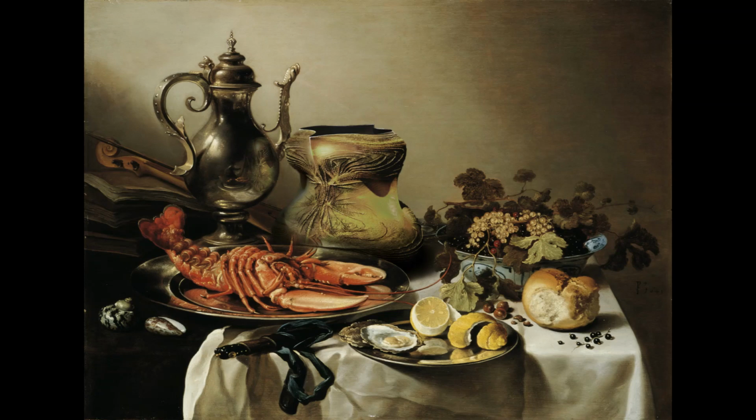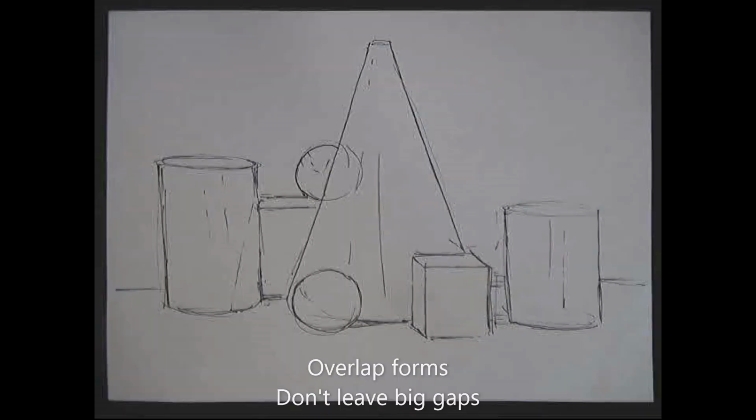And when you're setting up your composition, it's important to think about a couple of different key factors to create a successful still life. For our still lifes, we are going to be using the forms that we've been practicing with so far. I've got spheres, cubes, cylinders, and then I've also got cones and some other forms as well. But when you're setting up your objects, two things that are really important to get a successful composition is to overlap your forms and not to leave big gaps between your forms.